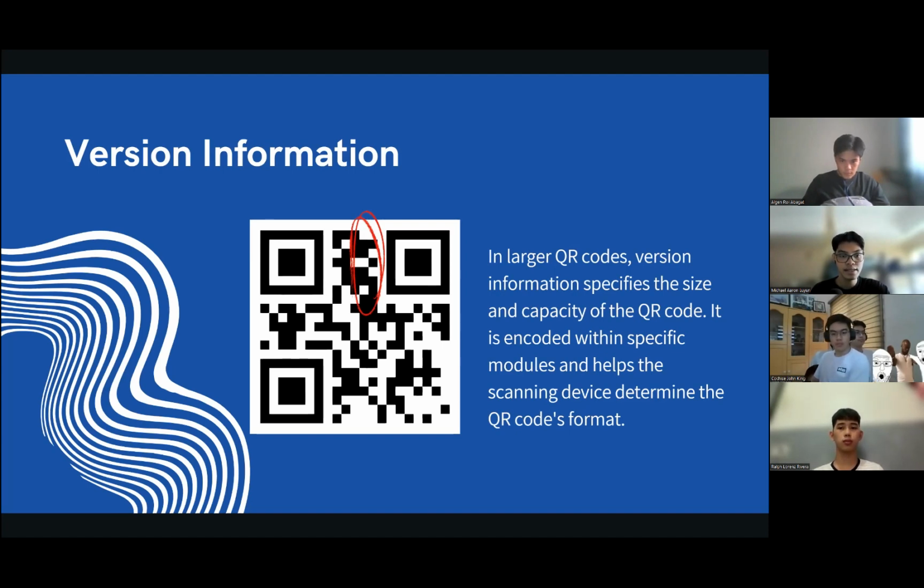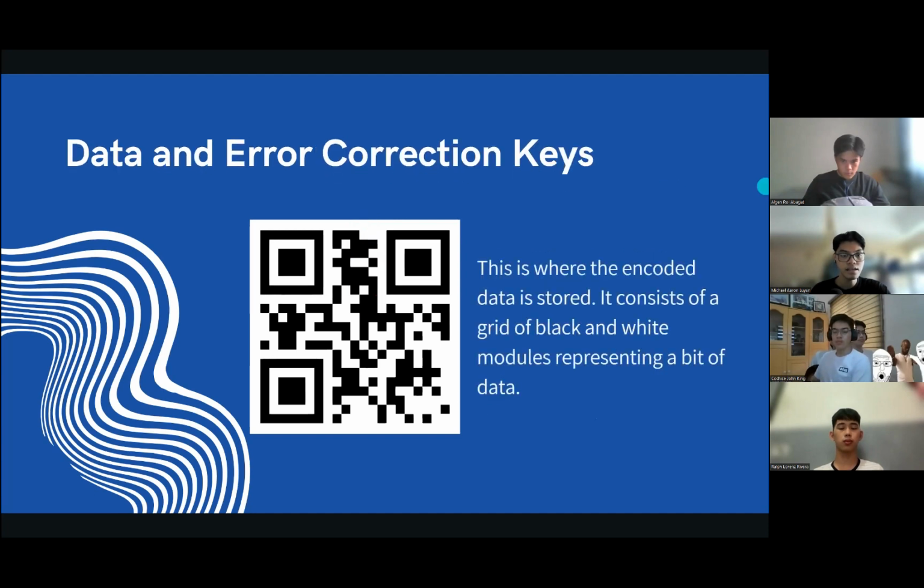And lastly, we have the data and error correction keys. This is where the encoded data is stored. It consists of a grid of black and white modules, with each module representing a bit of data.